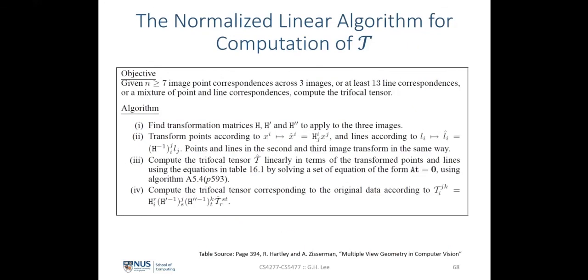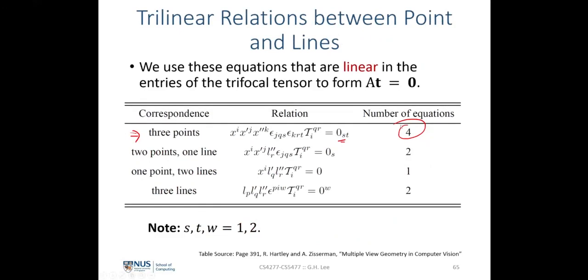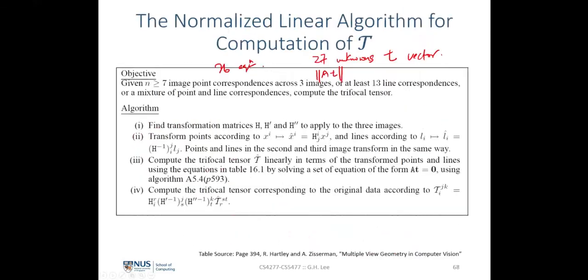So here's a summary of the normalized linear algorithm for the computation of the trifocal tensor. Since there are 27 unknowns in the vector T that we want to solve for in AT, we need a minimum of 26 equations to solve for these 27 unknowns. For the case of point correspondences across the three images, each point correspondence gives us four linearly independent equations. So this simply means that we need 7 points.